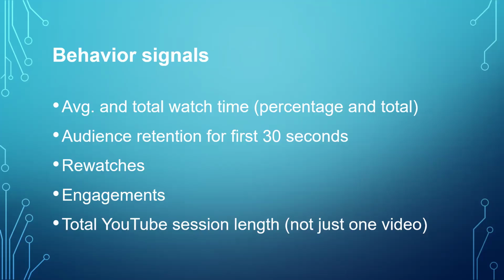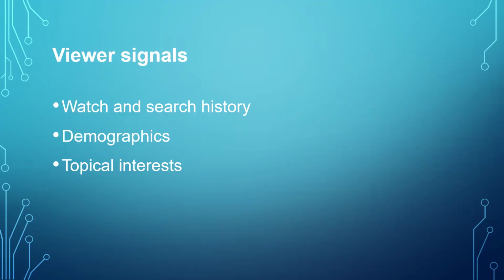All right, and then we have viewer signals. This is the reverse of the content signals. So the content signal is about the video itself, all the areas where the algorithm can see the keyword phrase for which it's going to rank. But there's also a person on the other end of this video that's watching it, and their profile, I should say, is just as much a part of this algorithm.